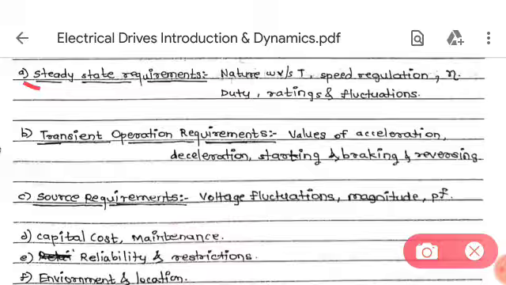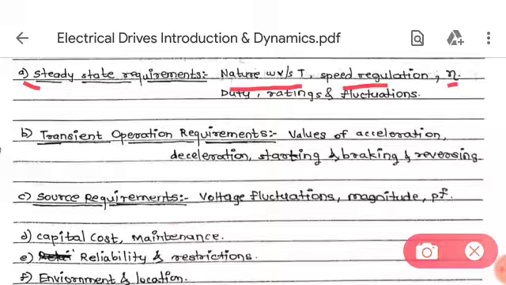Those requirements could be the nature of torque and speed regulation. Speed regulation is the change in the speed from its initial value. As the load changes, sometimes the speed also changes. It is a very small change, but still it changes. So that is the speed regulation.